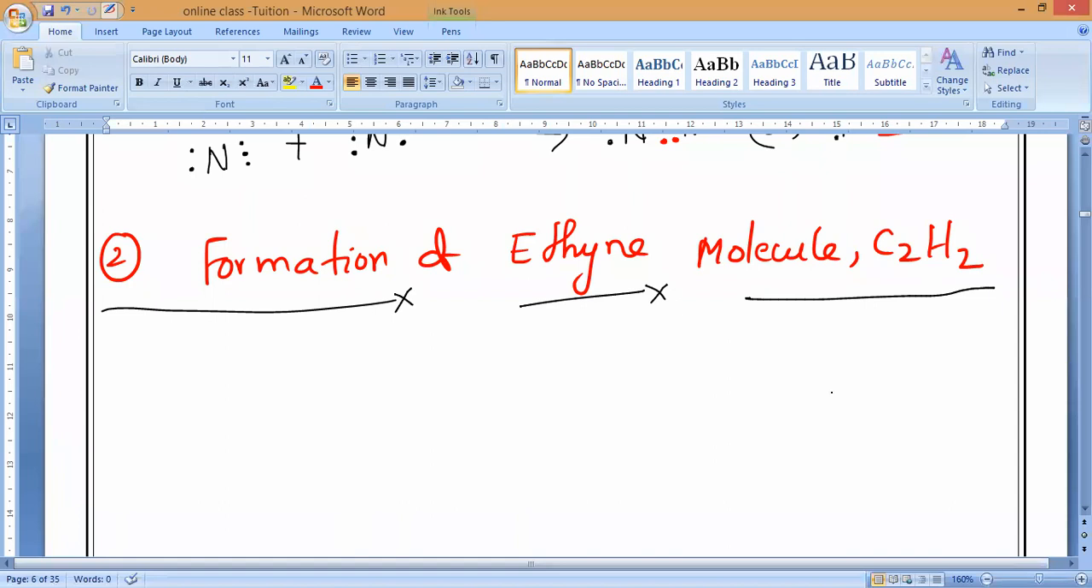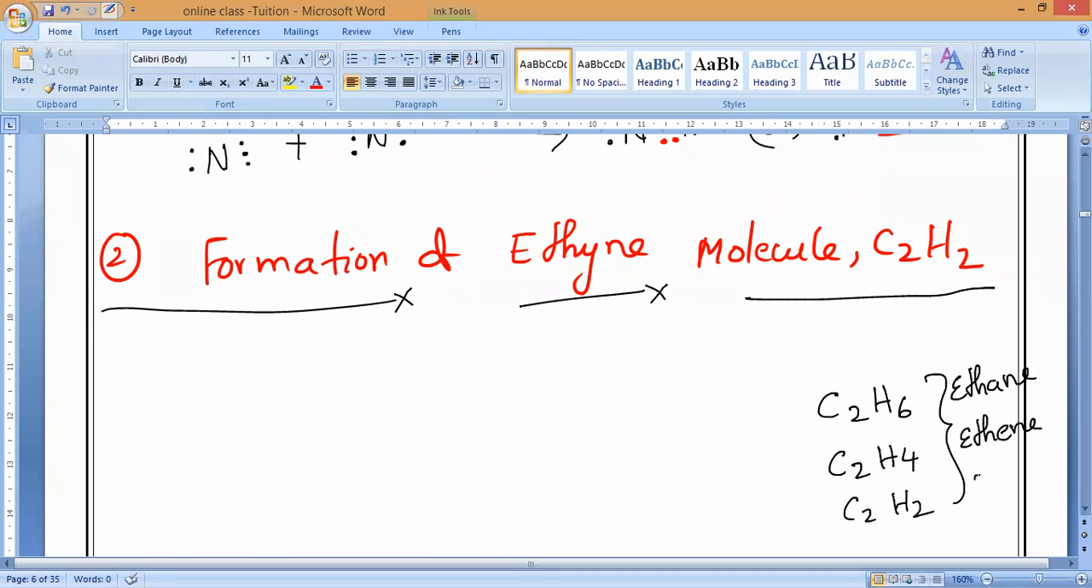So now I will say, ethane, C2H6. Next, ethene, C2H4, ethine, C2H2. This you should remember. So 2 hydrogens will keep on decreasing. This is what we should call ethane. Next, this is ethene. Next, this is ethine. So in the first one, all are single bonds only.